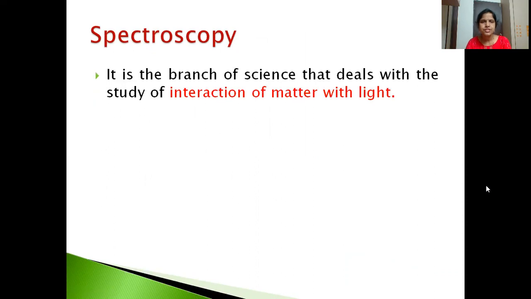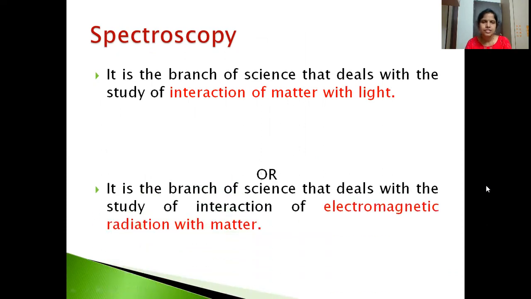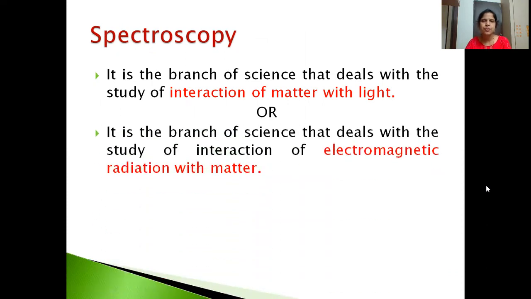As we all know, spectroscopy is nothing but the study of interaction of matter with light. Whenever light, which consists of electromagnetic radiations, interacts with a sample or matter, how does the matter undergo change? That is, what changes the light or the EMR will make in the interior of the matter or the sample. So the study of the interaction of matter with light or EMR is known as spectroscopy.